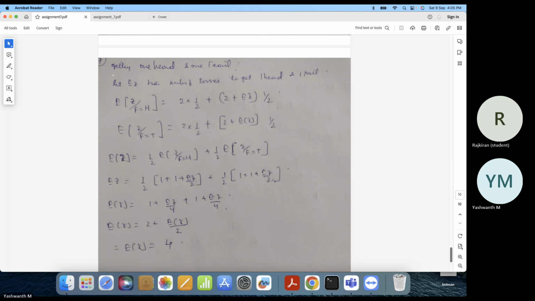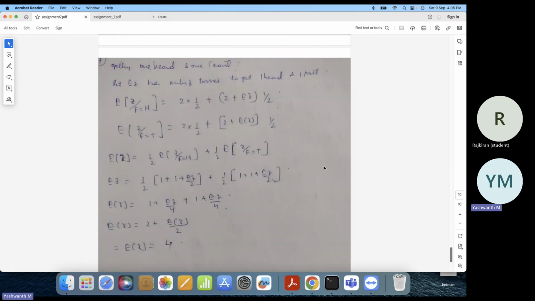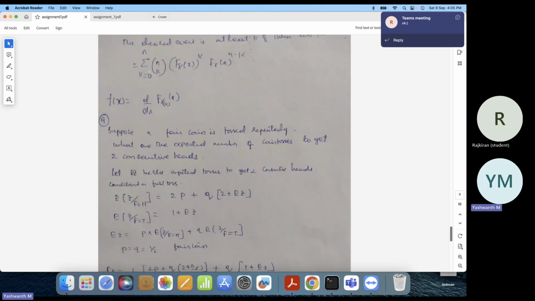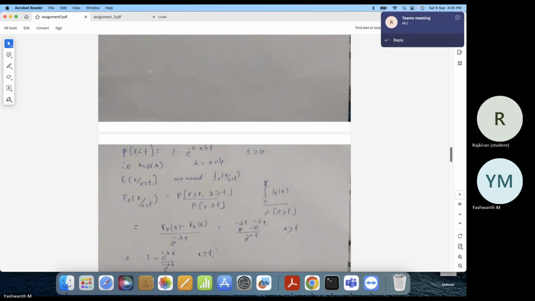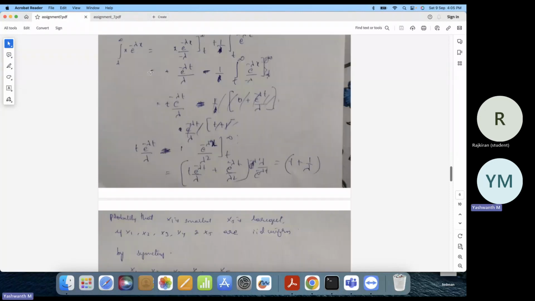We will do this next week, and some more questions with a general number of tosses, like 8 tosses. I will upload these things, and just be mindful of some of the errors I might have made while solving these questions, if you happen to see them.